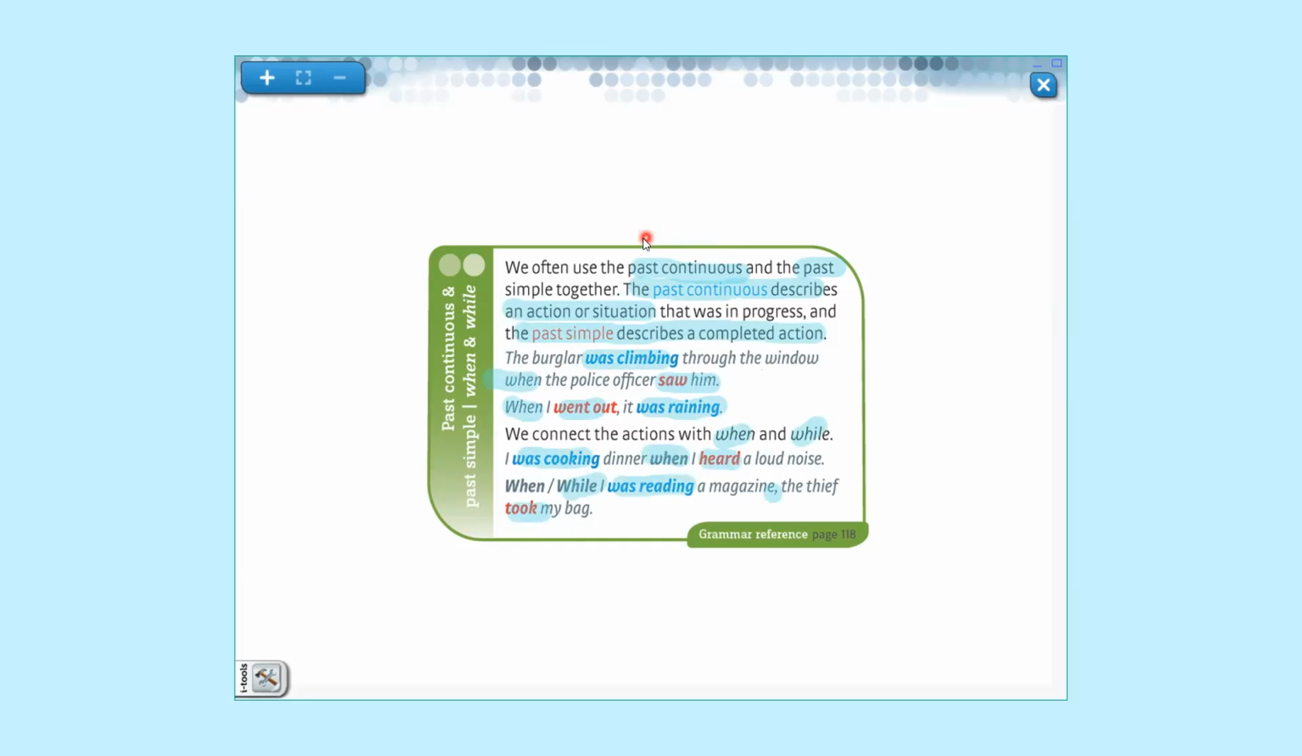So here we have the contrasting of the past continuous and the past simple. Remember that when we refer to the past simple, we refer to a completed action. But the past continuous refers to what? An action in progress. That is the difference. In this case, we are going to use when and while.